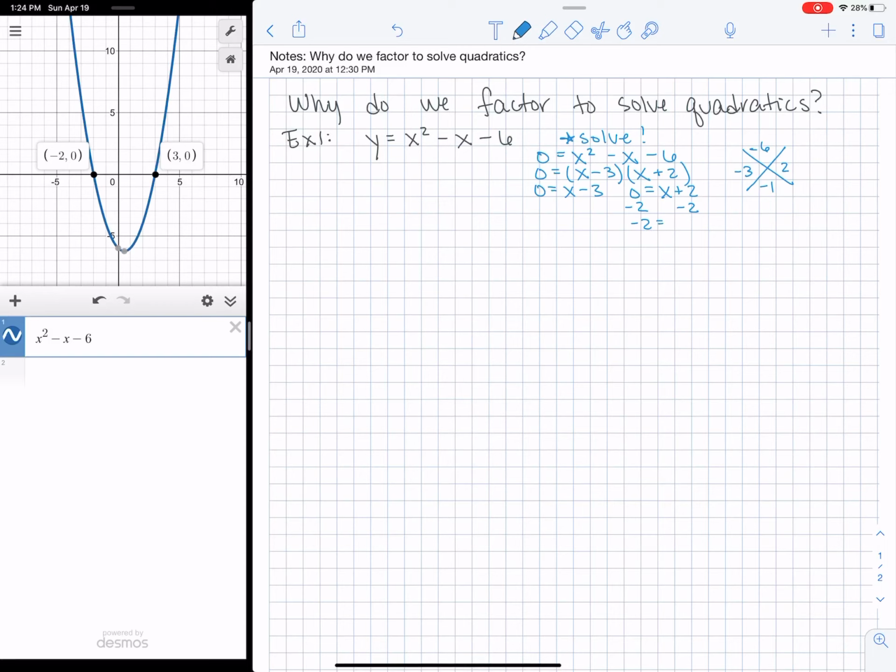So we have x is equal to -2 and x is equal to 3. These guys right here. And hey, those are exactly what our x-intercepts are of our graph.